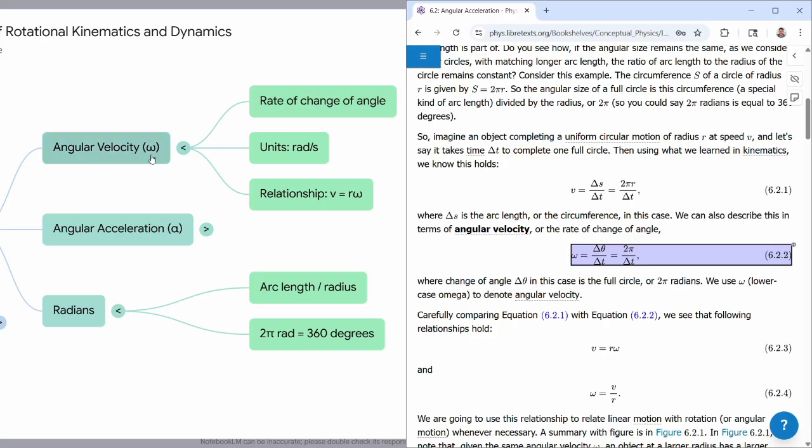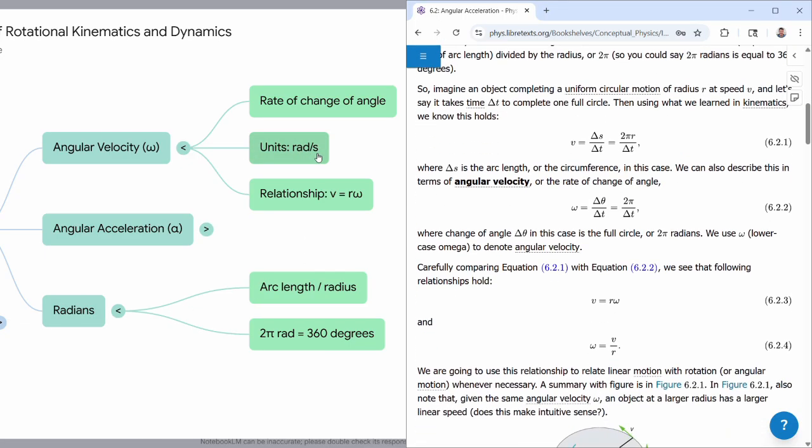The way velocity was the rate of change of displacement, the rate of change of position. The unit for angular velocity is what you would expect it to be. It's the unit for the angle, radians, divided by second.